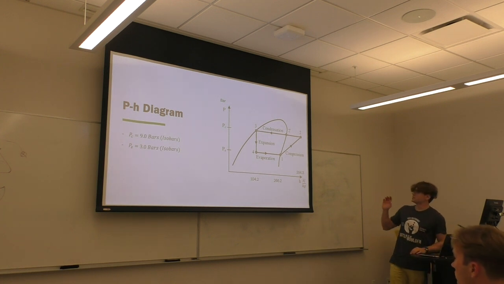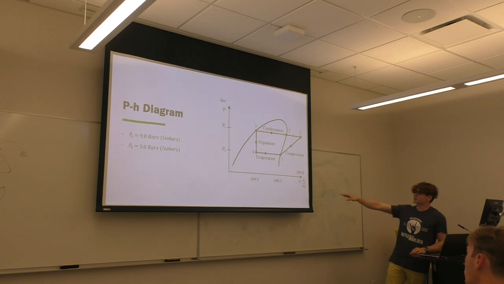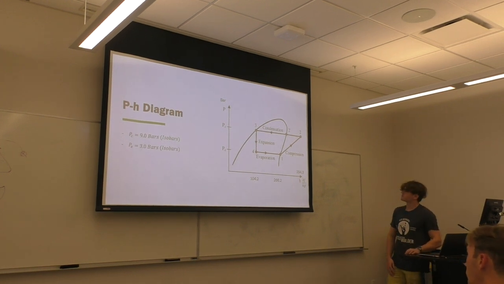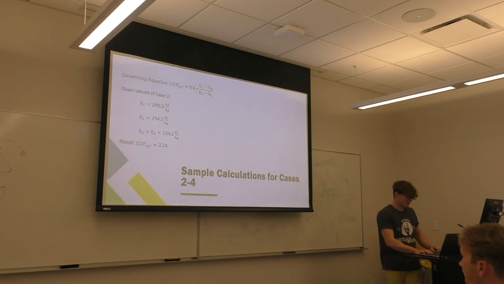And this is the pH diagram. This is an example from case 2. The enthalpy values on the baseline on the right are taken from case 2, and PC and PE represent the isobars in the system. But these are the sample calculations for cases 2 through 4.